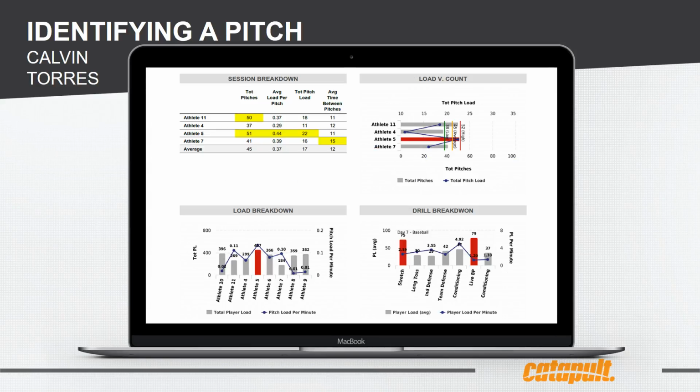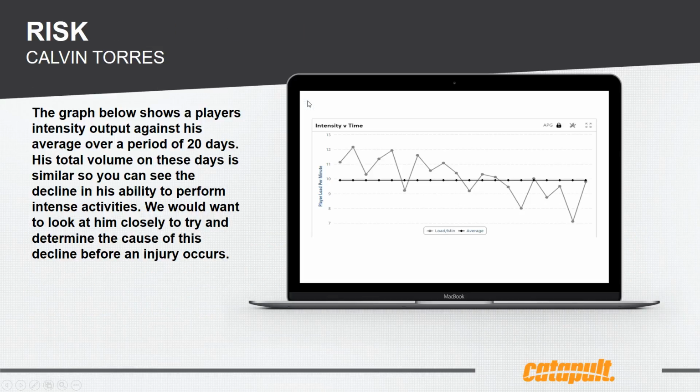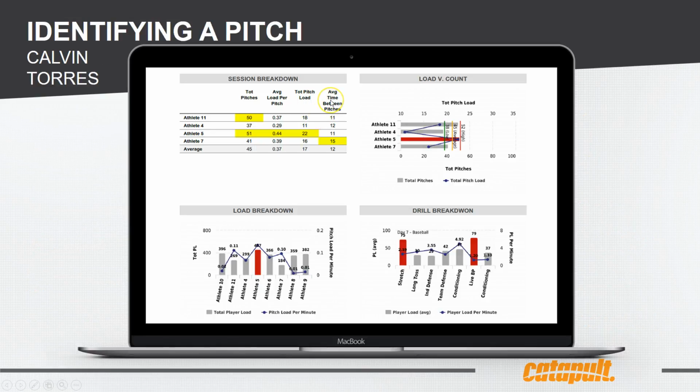And here's an example of what you could get on a practice report readout, where you have a session breakdown. You have 4 athletes on here, and you have not only the total pitches that they captured, but we flag it based on whether that's a low or high day, average load per pitch, and total load per pitch. Average time between pitches, so how often are they resting? And then we graph that on the other slides here.